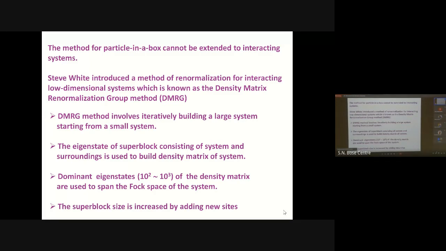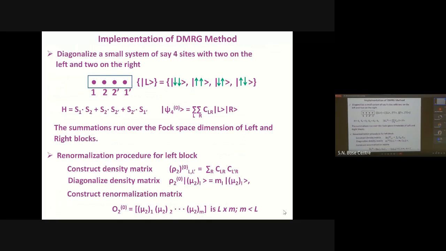Okay. So here I have how one implements it, so that you will know exactly how it's done. Let us start with a four-site problem. I've taken a spin problem just for the sake of simplicity. So the Hamiltonian is S1 dot S2, S2 dot S2 prime, S2 prime dot S1 prime. I have called the primes the ones on the right side and the unprimed sites the ones on the left side. On the left side, you will have the four Fock states, which are spins down down, up down, down up, up up. They are the four Fock states.